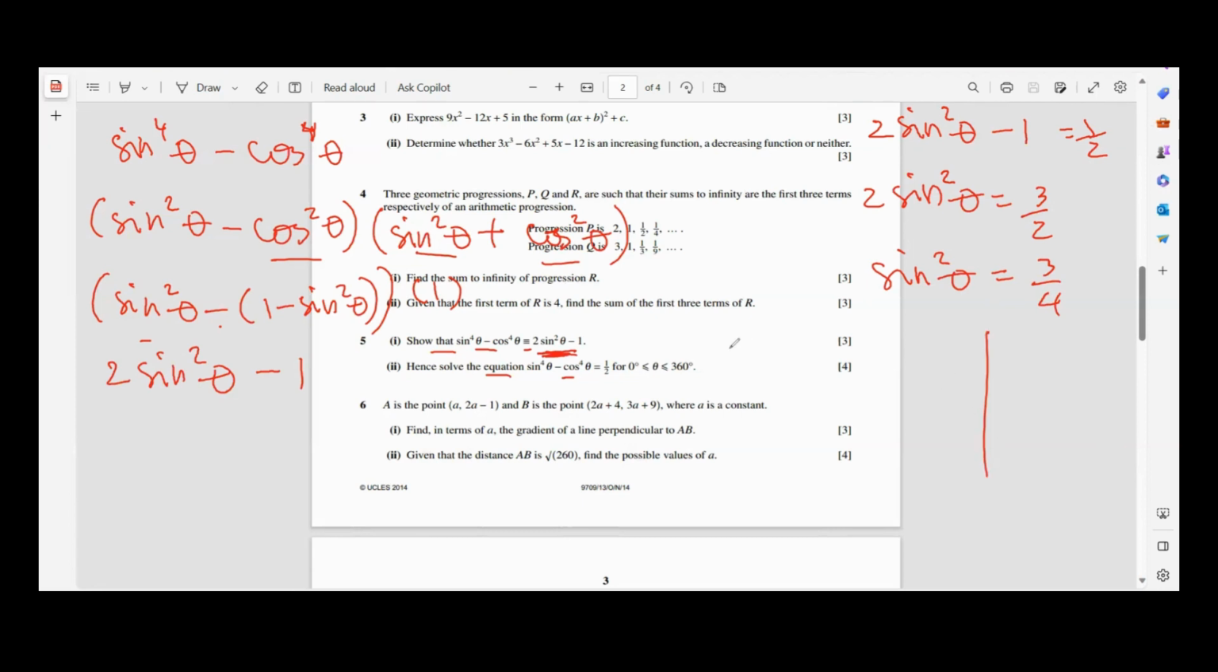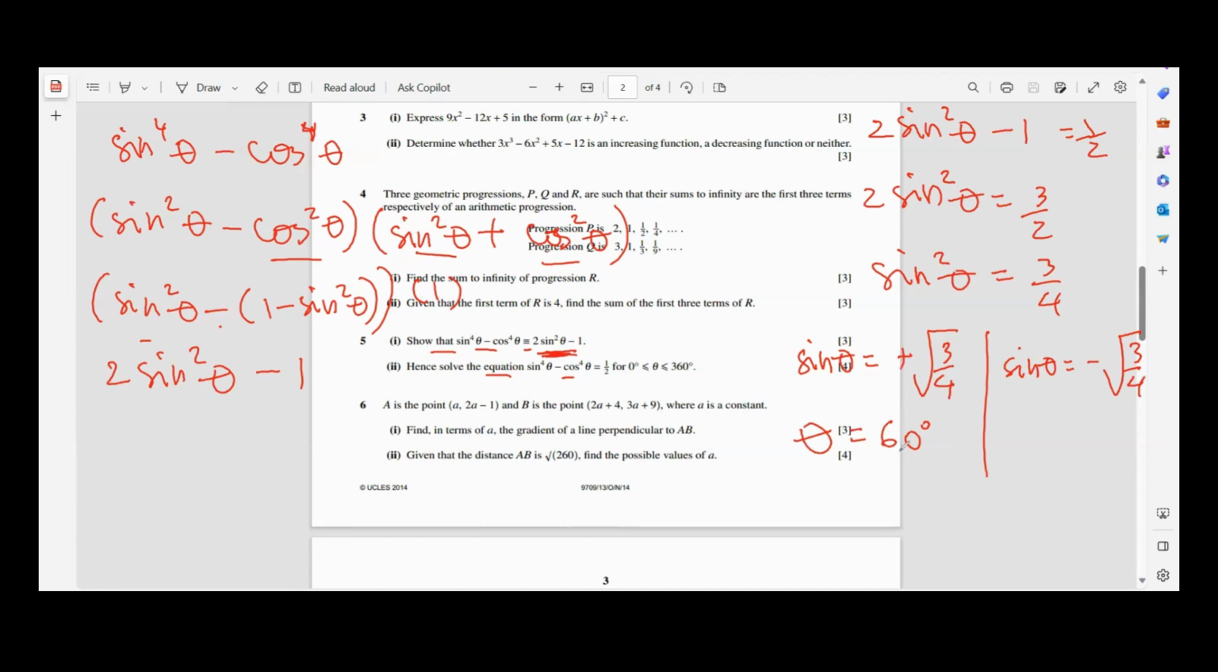And here we shall get two things: sine theta equals positive square root of 3 over 4, and then the other one is sine theta equals minus square root of 3 over 4, or 1 over 2 times square root 3. Okay, so the theta will be, for 1 over 2 square root 3, 60 degrees.